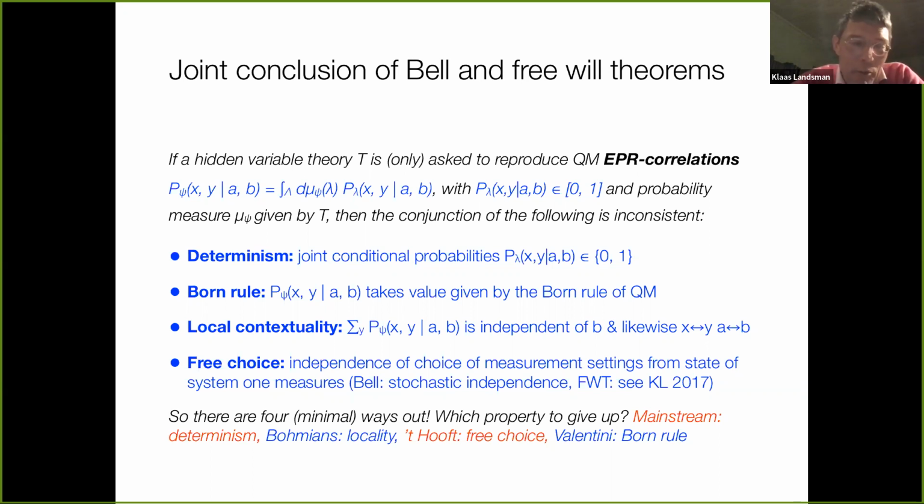And so if there's a contradiction between four properties, there are four minimal ways out, namely what to give up. And then, of course, mainstream, say, Copenhagen quantum physics gives up determinism. Bohmian mechanics gives up local contextuality. 't Hooft gives up free choice. And I think Antony Valentini is one of the few people, but I follow him in this, who gives up the Born rule, which is another way out. All right, next slide, please.